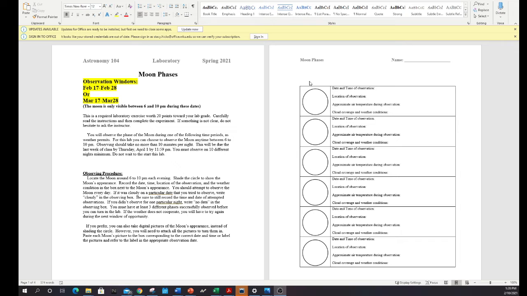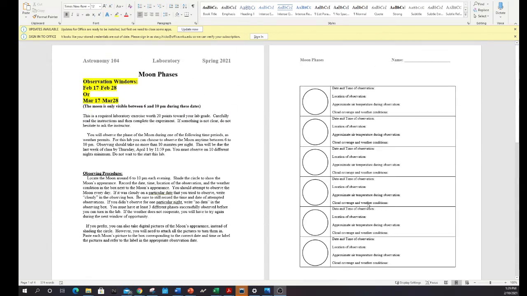And then in this area, you're going to shade what the moon looks like, right? Now, what would be even better than shading what the moon looks like is taking a picture with your phone of what the moon looks like, right? I will warn you that if you try to fake these observations, I will know and I will not give you credit, right? So make sure you actually go out and do the observations.